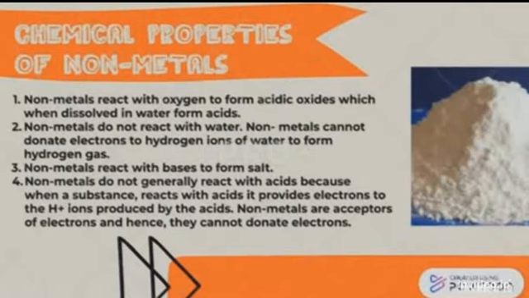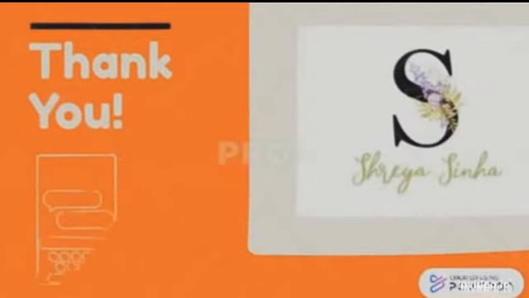Next, we know that nonmetals react with bases to form salt, and they do not react with acids because nonmetals are electron acceptors, and same to the acids, therefore no reaction takes place. So that was how the metals and nonmetals react in different chemical reactions.